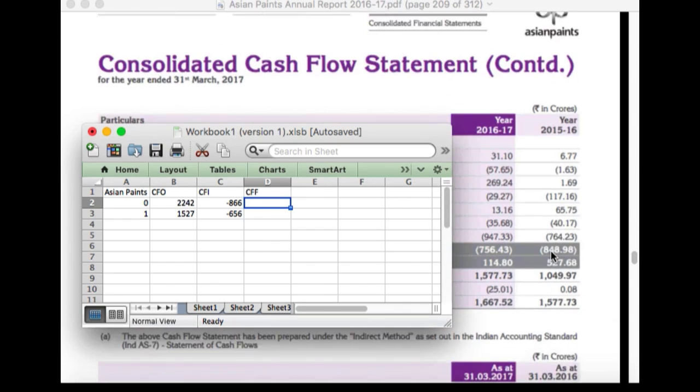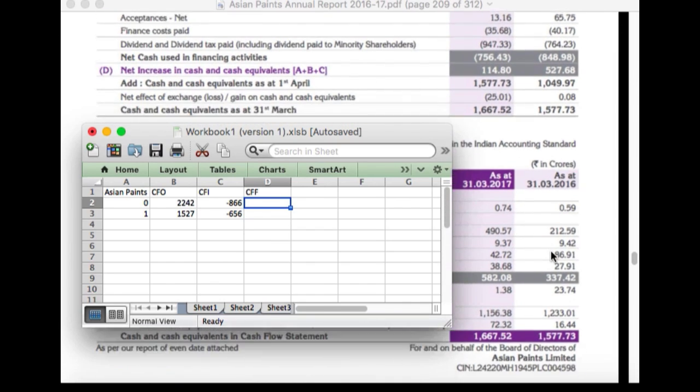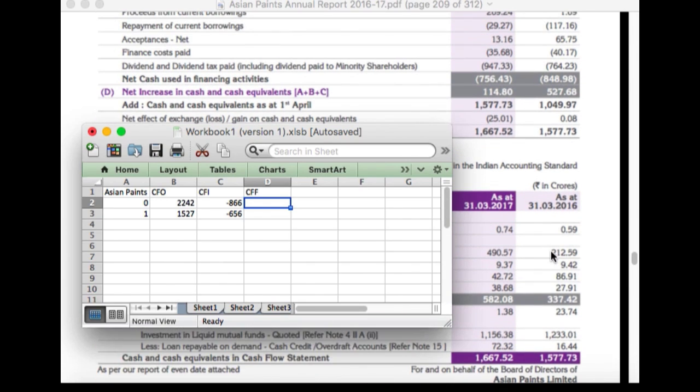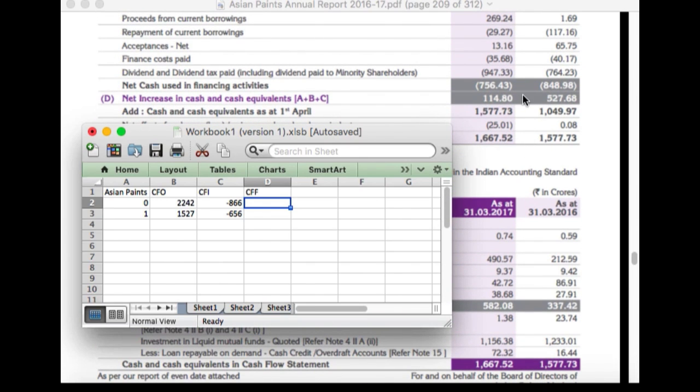Then cash flow from financing, 848 negative, and 756 negative. So these are your Asian Paints numbers. Let's plot the Hindustan Unilever numbers now.